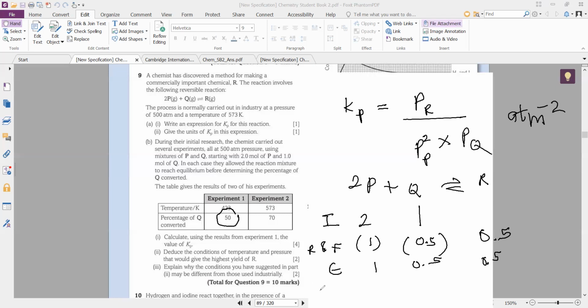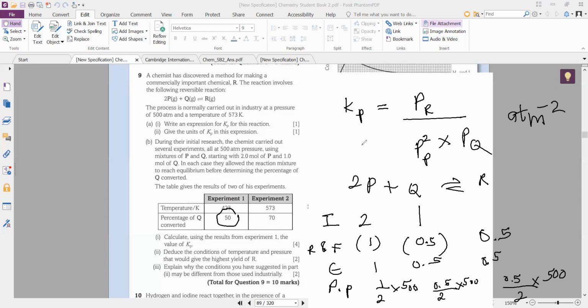Then I will directly go to the partial pressure. Mole fraction is total moles is 2 into partial pressure, sorry, total pressure is 500. 0.5 by total moles is 2 into 500. That gives the partial pressure. And then 0.5 by 2 into 500. So you have the partial pressure values. You can substitute in this experiment and you can get the Kp value.